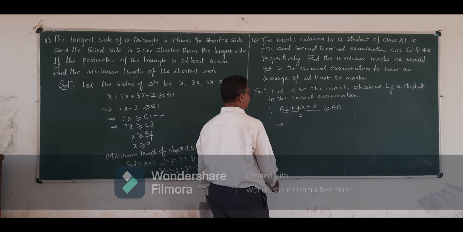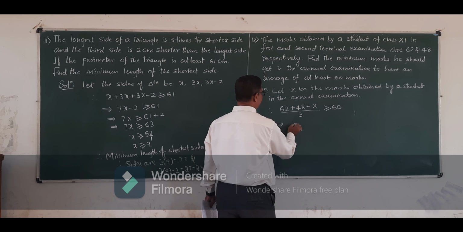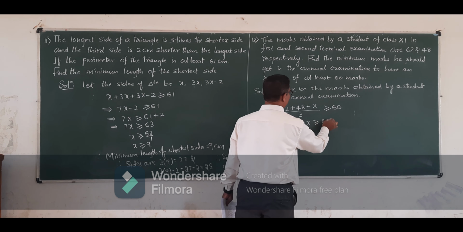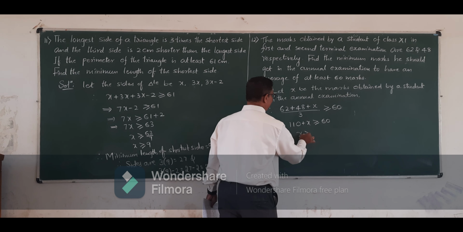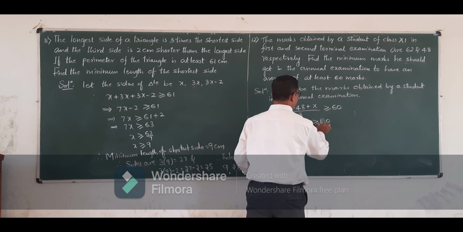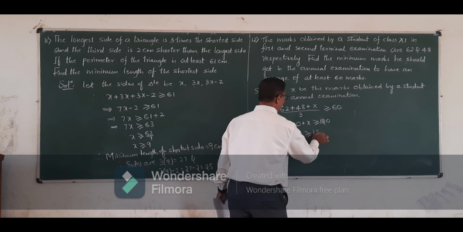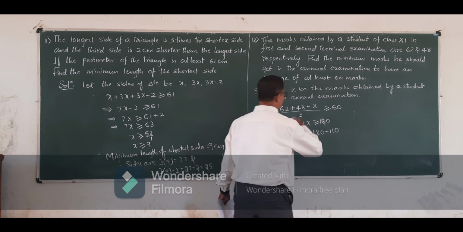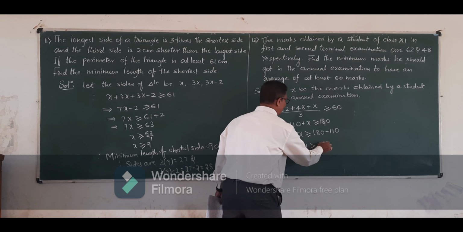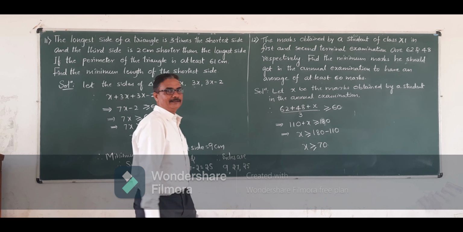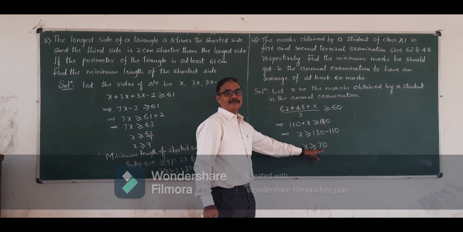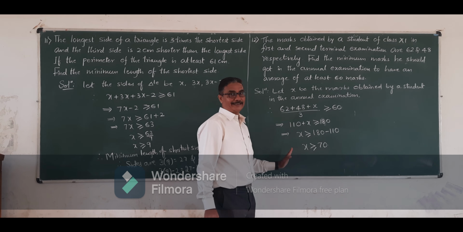Simplify: 62 plus 48 is 110, so 110 plus x is more than or equal to 60 times 3. This implies x, here 3 into 60, that is 180. 110 goes to the other side, minus 110, so that x is more than or equal to 180 minus 110, that is 70. The annual examination marks must be either 70 or more than 70, not less than 70.